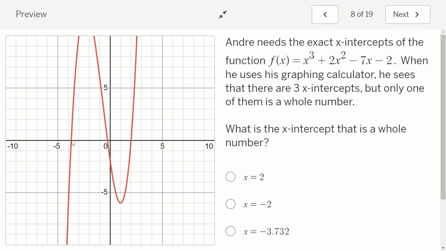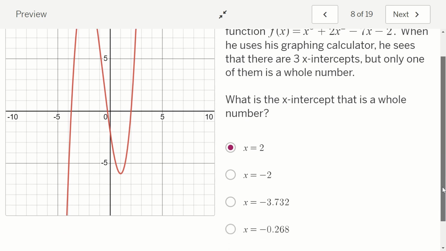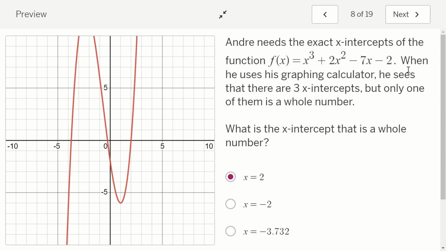Well, that is not a whole number, and that's not a whole number. I think integer would have been a better word to use there. But this one is, and so the x-intercept that's a whole number is x is equal to 2. Is there another choice down there? Okay.